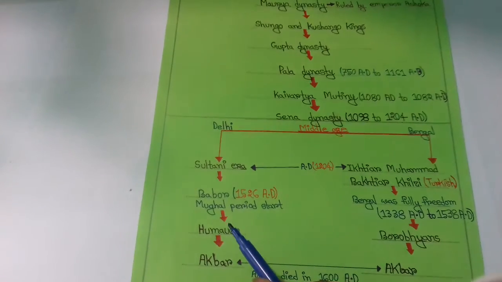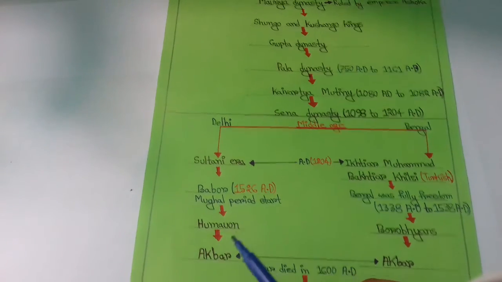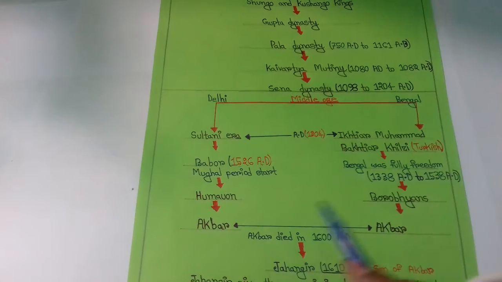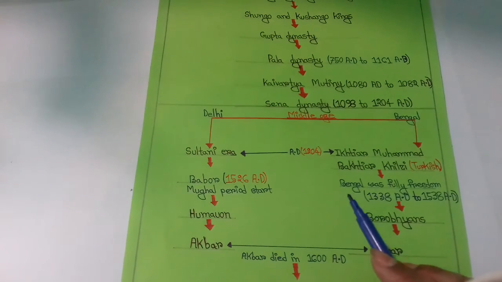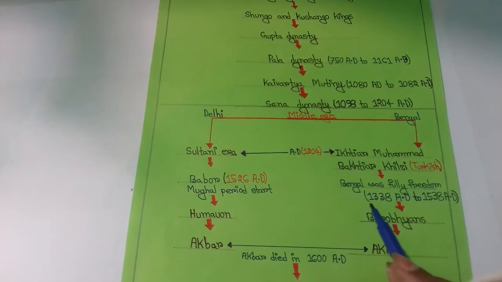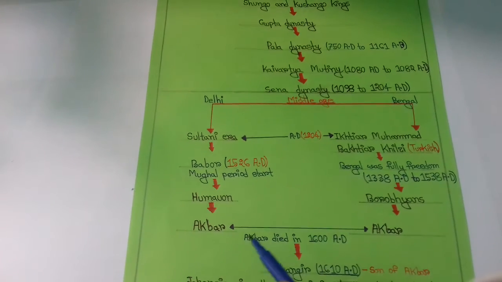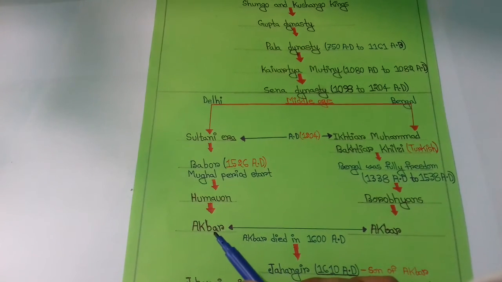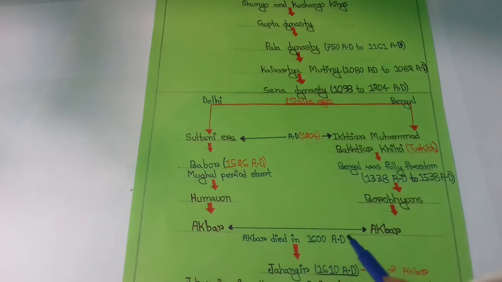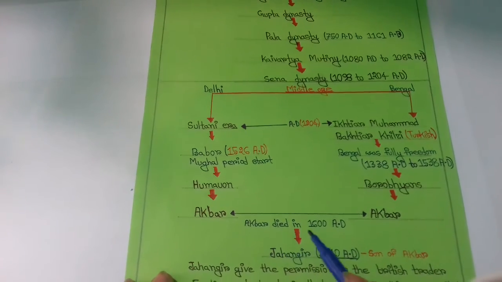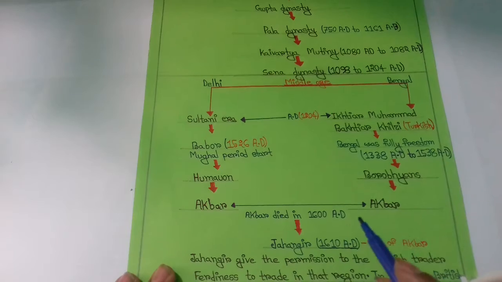Then in Delhi came Humayun, then Akbar. But Bengal was fully free from 1338 AD to 1538 AD. Then come the Baro-Bhuiyans. Then Akbar ruled both Delhi and Bengal. Then Akbar died in 1600 AD.